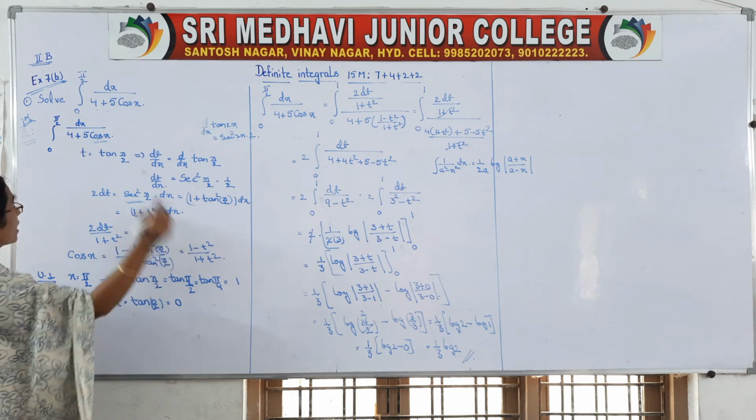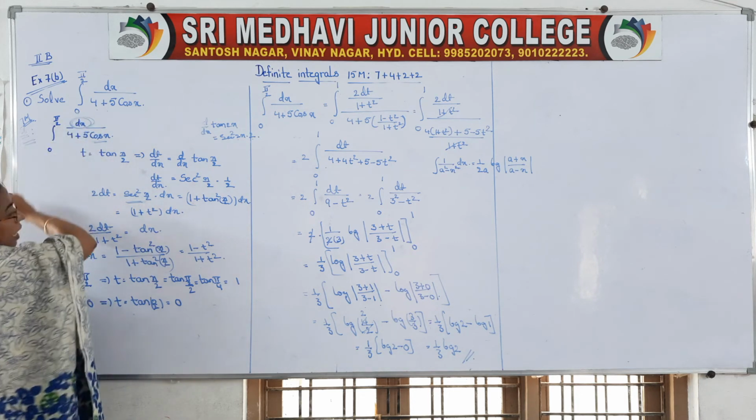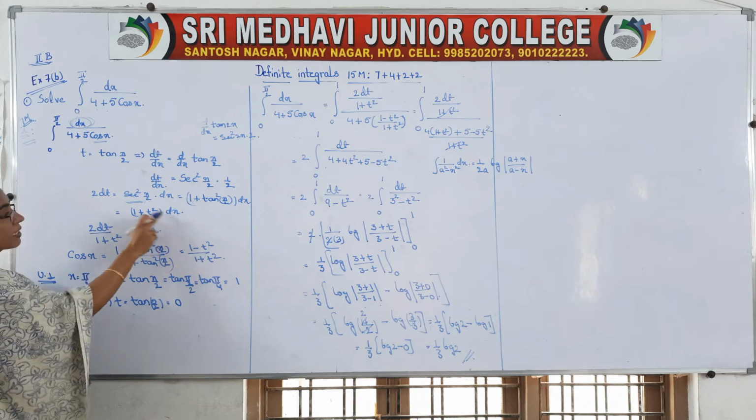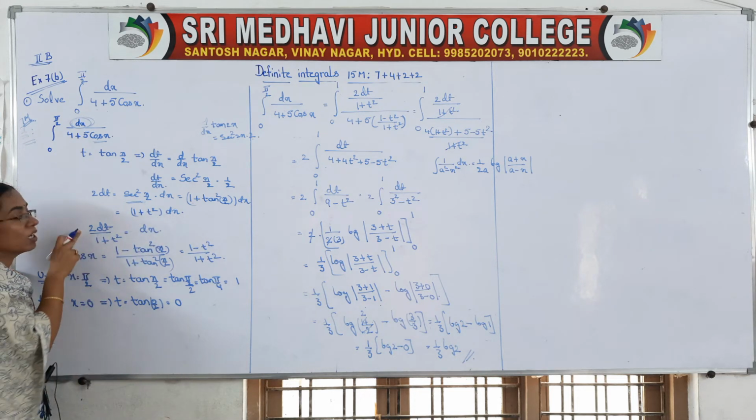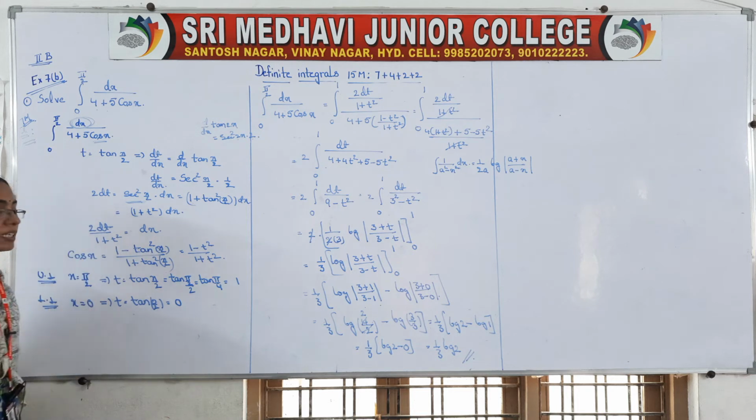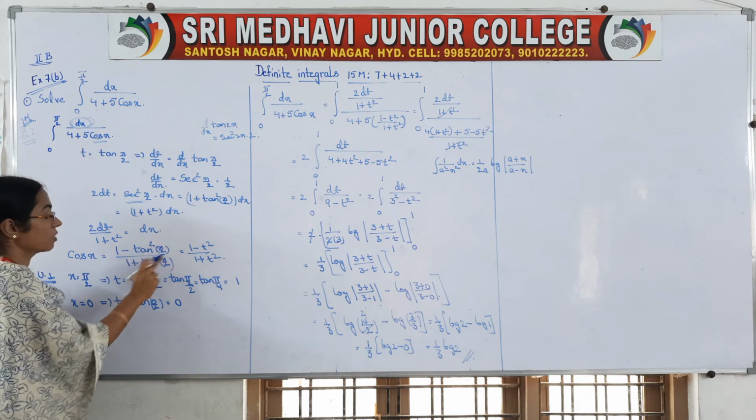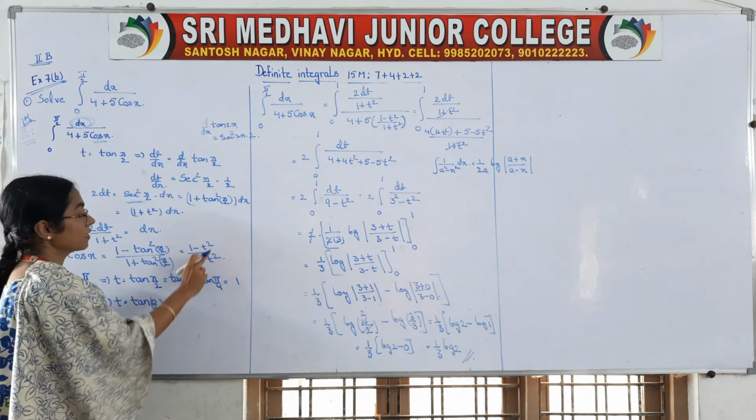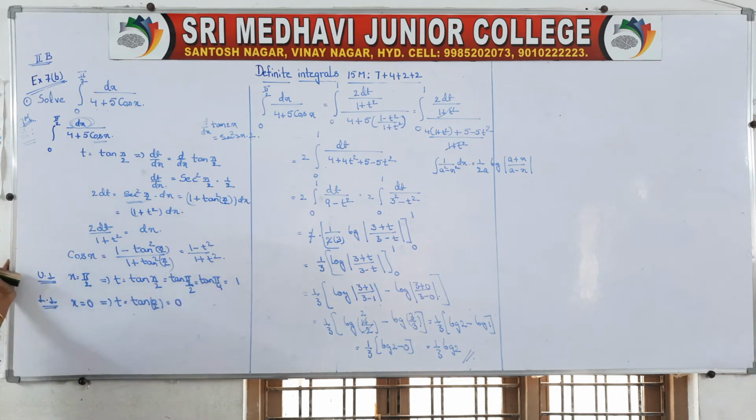So we want only dx. Why? In the question we are having dx. So keep this dx and send this value to this side: 2 dt by 1 plus t square. Next, take your cos x also in terms of tan, so that we can write it in terms of t. So it is 1 minus tan square x by 2 by 1 plus tan square x by 2, so 1 minus t square by 1 plus t square.